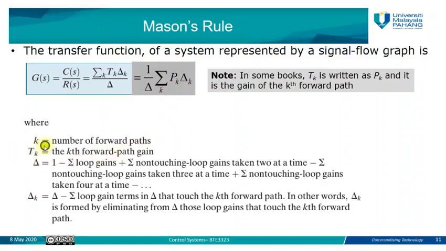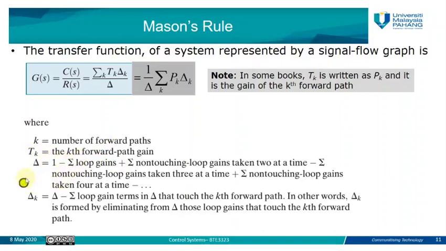We can see the definition here. k represents the number of forward paths. So if you have one path only, then k equals 1. If you have two paths, k equals 2. Three paths, k equals 3. Then we have T_k here. It is the kth path. So we say the first forward path, the second forward path, the third forward path, and so on.